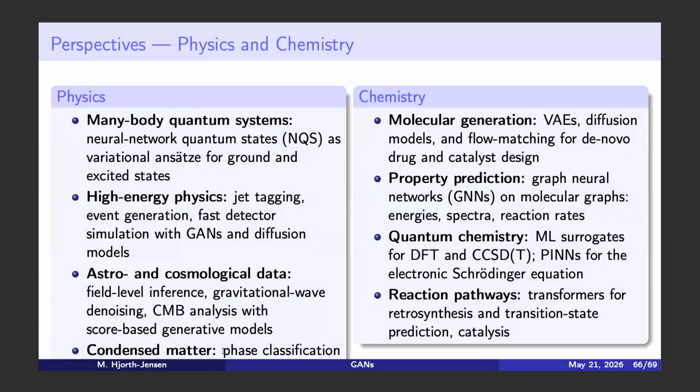Quantum chemistry is actually being used in popular quantum chemistry methods like the coupled cluster theory, the CCS, or density functional theory. Physics-informed neural networks for actually solving the quantum mechanical many-body problem and the time evolution of the system.